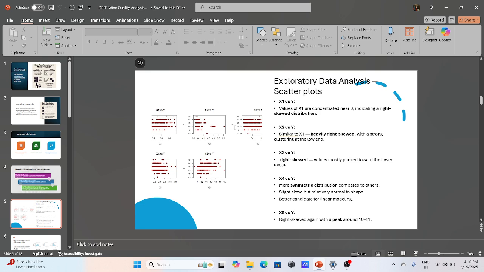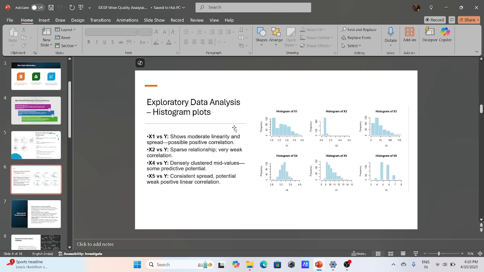This is my exploratory data analysis with scatter plots, in which x1 versus y shows that values of x1 are concentrated near 0, indicating a right skewed distribution. X2 is similar to x1, heavily right skewed. X3 was right skewed, with values mostly packed towards the lower ranges. X4 was a more symmetric distribution compared to the others, slightly skewed but relatively normal in shape. X5 was right skewed again, with the peak around 10 to 11.